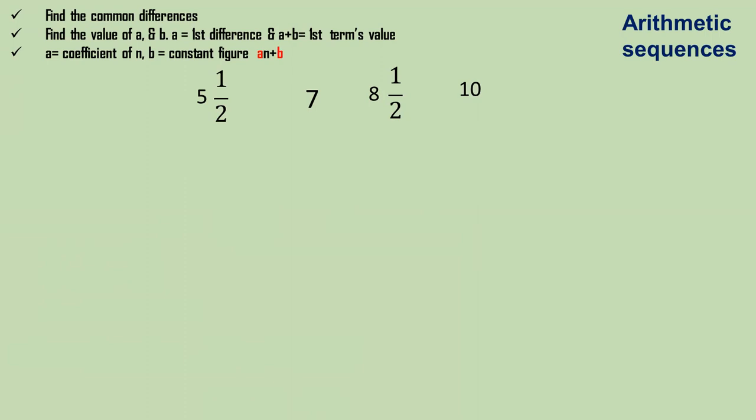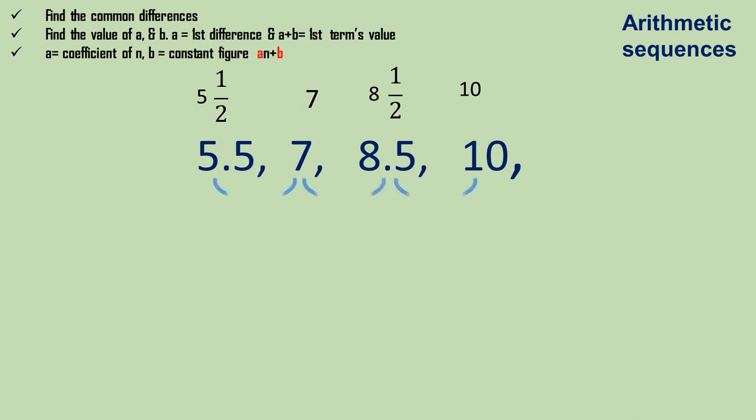This will produce 5.5. In the same way, we can convert 8 whole 1/2: 2 multiplied by 8 is 16, plus 1, that is 17, divided by 2. This will produce the value 8.5. So here, the first difference is our common difference, 1.5, between these numbers.